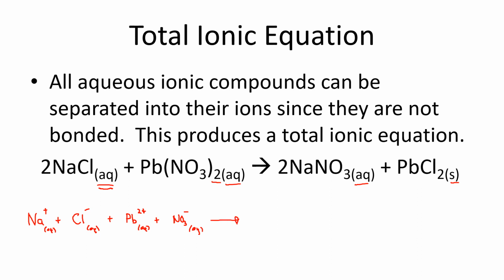And you can also include the quantities. There's 2 of those, and there's 2 of each of these, so 2 and 2 and 2. And then on the other side here, we have sodium, which is positive, and we have nitrate, which is negative, and we have the lead chloride, which is not dissolved in water, is a solid. So you can only do this for aqueous compounds. And we've got 2 of these and 2 of these. So that's called a total ionic equation. Basically, all you do is just take all the aqueous ones and separate them into ions.